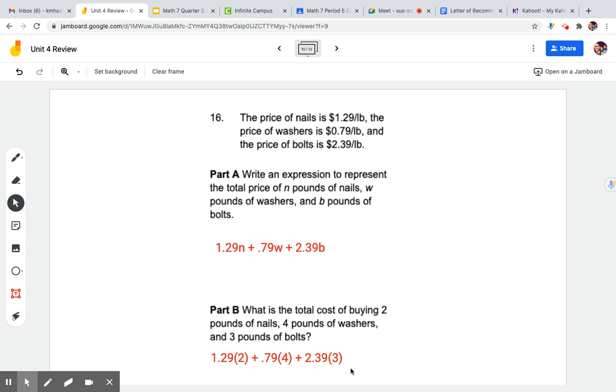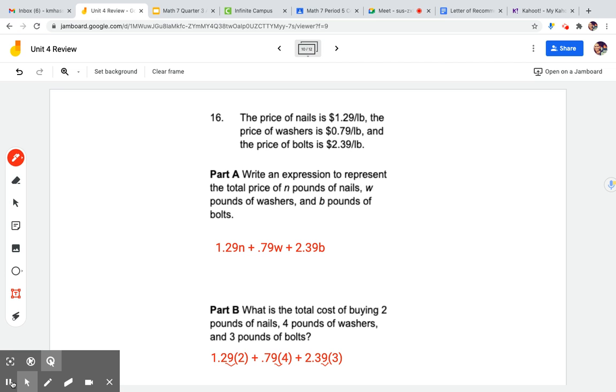When I write this using the numbers for the variables, when I evaluate, I'm going to substitute in 2, I'm going to substitute in 4, I'm going to substitute in 3 for their respective variables. And then I'm going to solve using order of operations. So that tells me I have to multiply each of these separately first and then add them together.